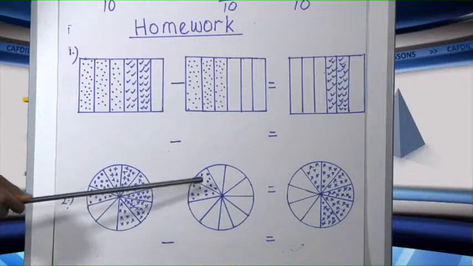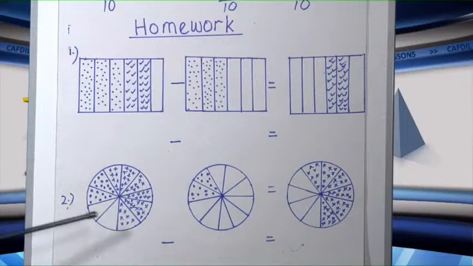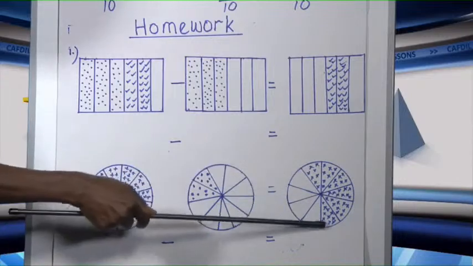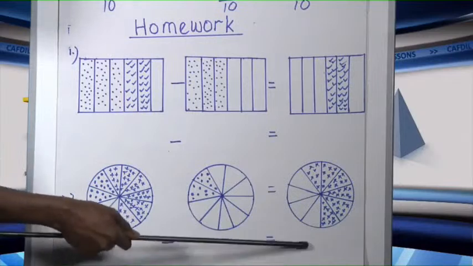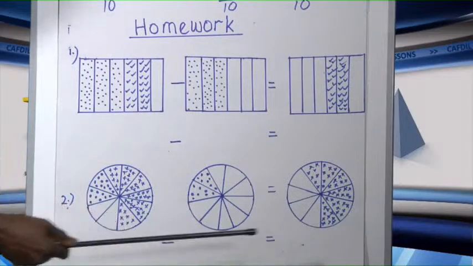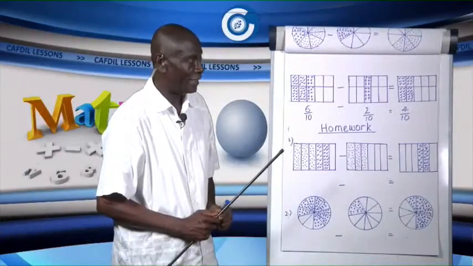Look at the style of shading here. If you take that out of this circle, what will be left? Is what is left, what is shaded here. Write the fraction for it. That is your homework.